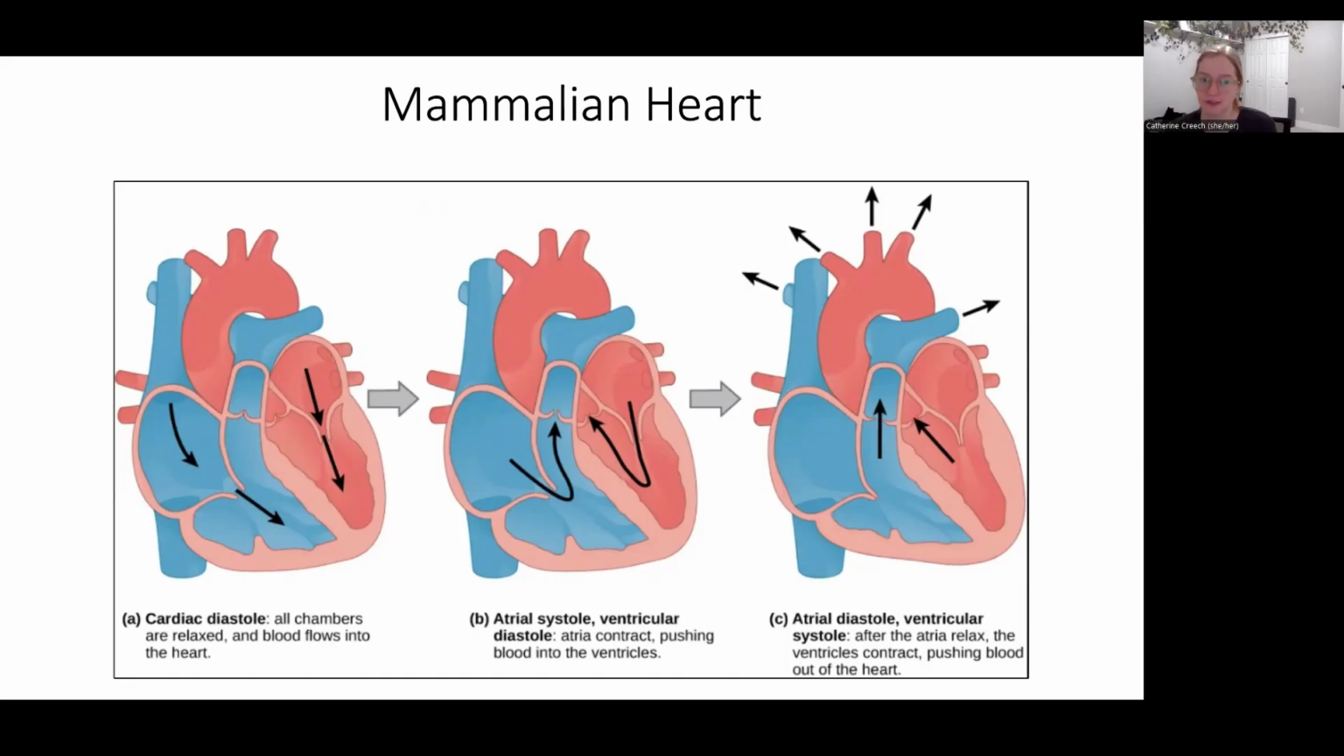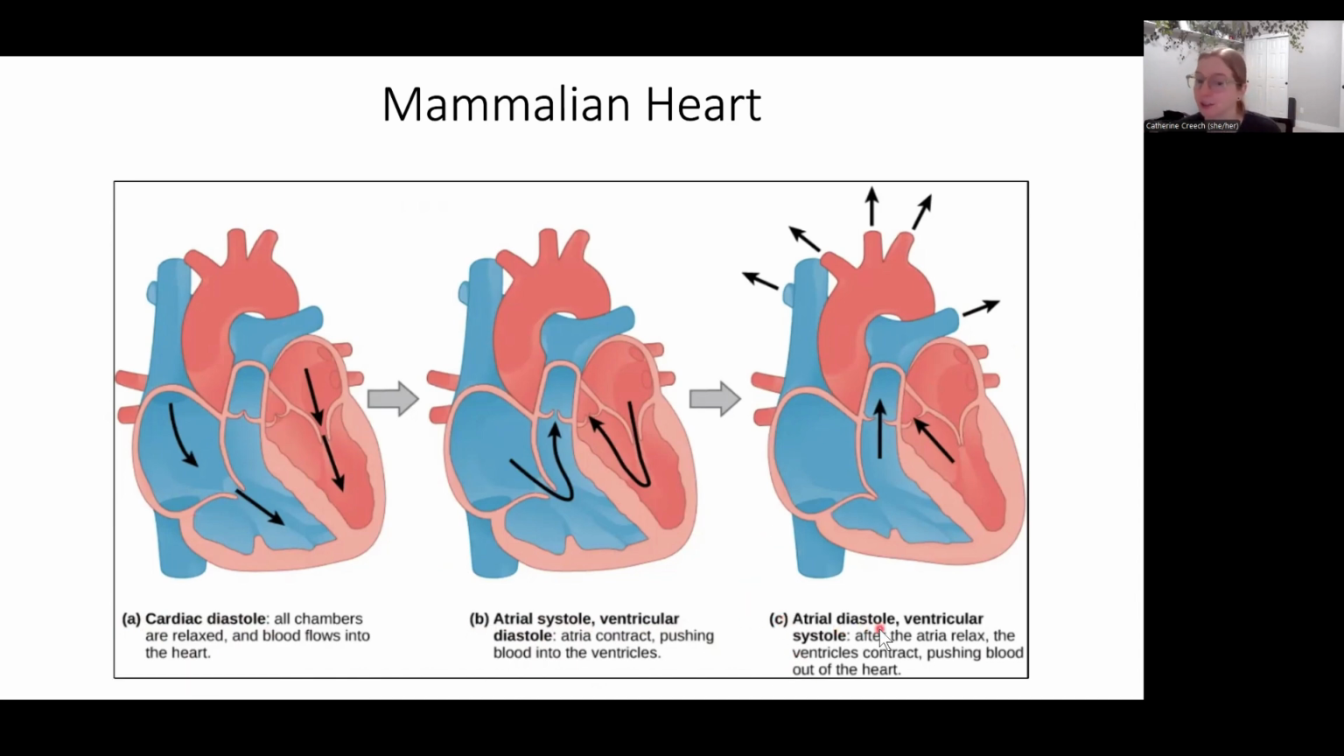So now we have some vocab. In cardiac diastole, all chambers are relaxed. When you have systole, that is when things are contracting. So here, our atria contract first, and our ventricles are still relaxed. That's topping off the ventricles.